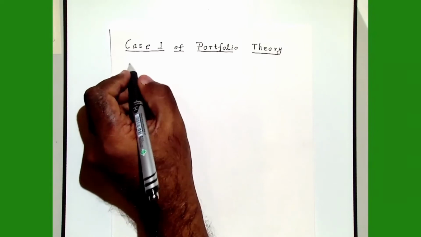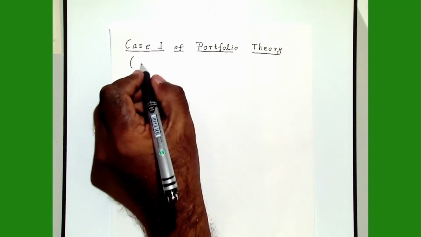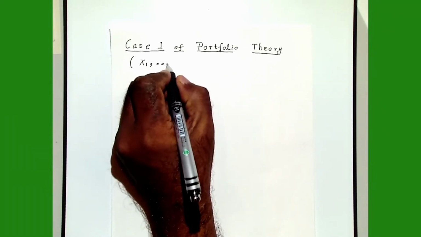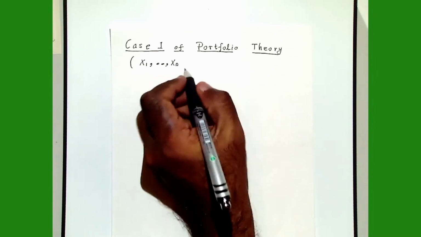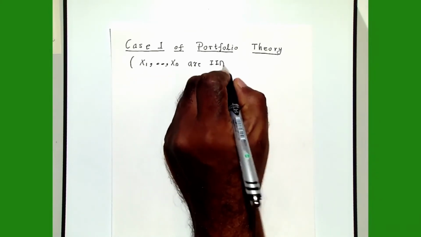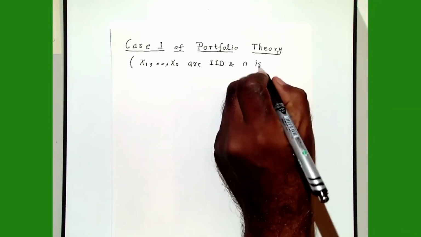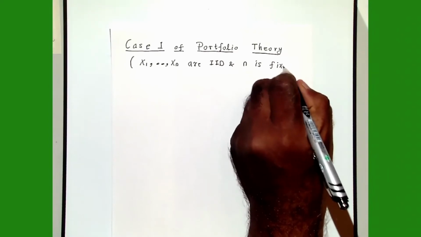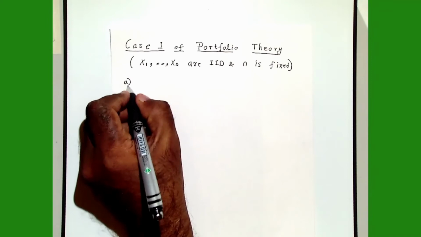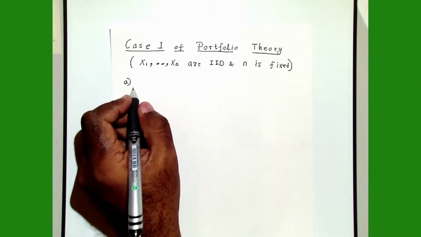You should recall the assumption for case 1 is that the losses x1 to xn are IID random variables, and n, the number of investments, is fixed. So this is case 1. Now the first thing I'm going to talk about is variable A. The variable A is the total portfolio loss.